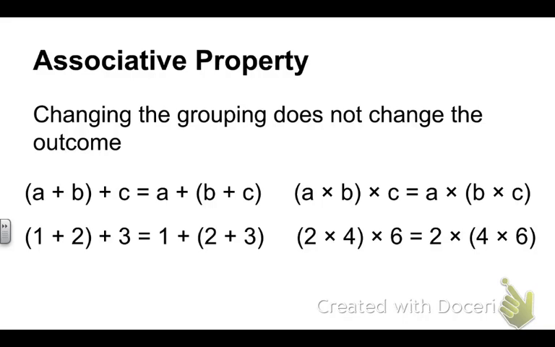Same with the multiplying. 2 times 4 is 8, then 8 times 6 is 48. Or if you do it the other way, 4 times 6 is 24, then multiplied by 2, you get 48. Grouping symbols stay, doesn't matter what comes first, your answer is going to stay the same.